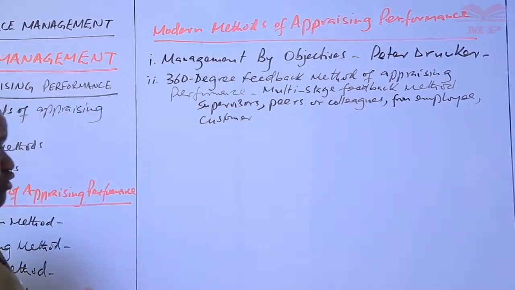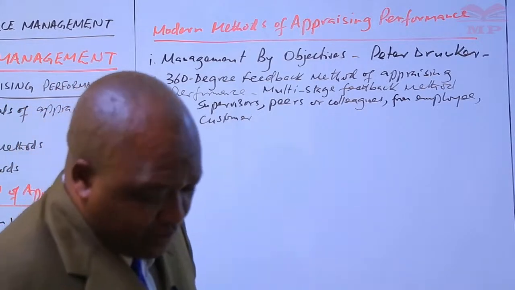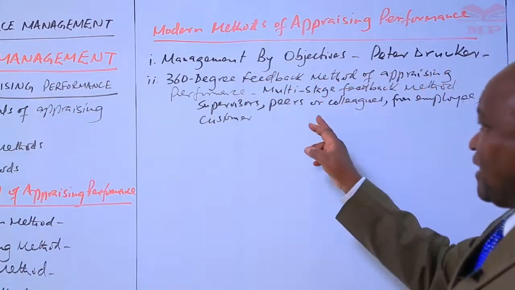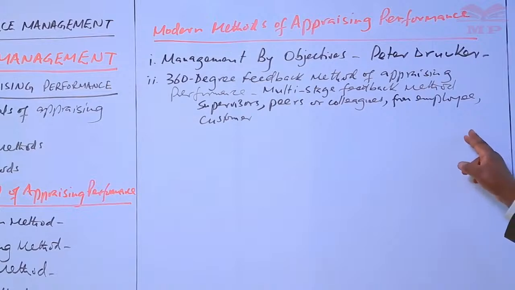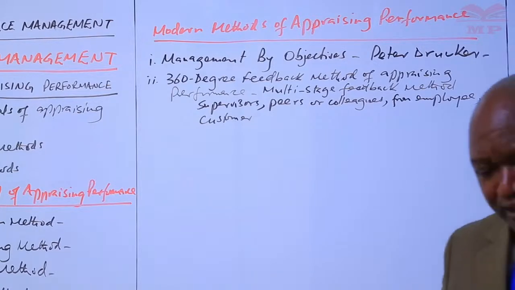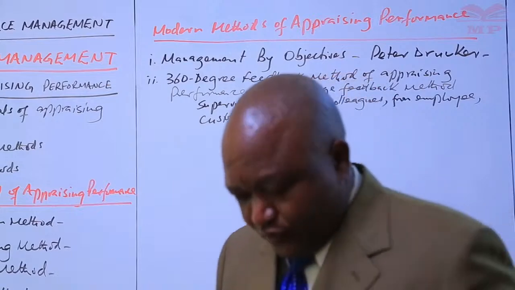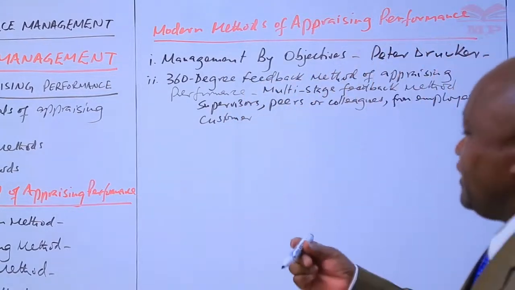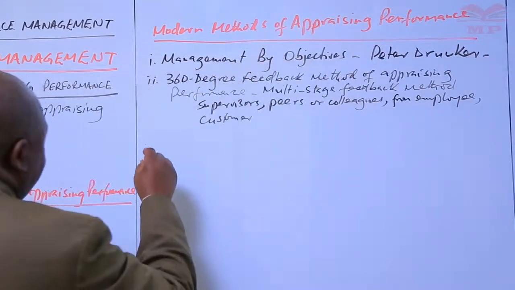So once you look at the supervisor's input, the peers, the colleagues working with that particular employee, the customers or clients, and the employee themselves regarding their performance and how they do their work, then that feedback can form a basis on which appraisal of performance can be undertaken within a given organization and certain decisions made for the purposes of evaluating the performance of a given employee. Then next you have what is called a balanced scorecard.